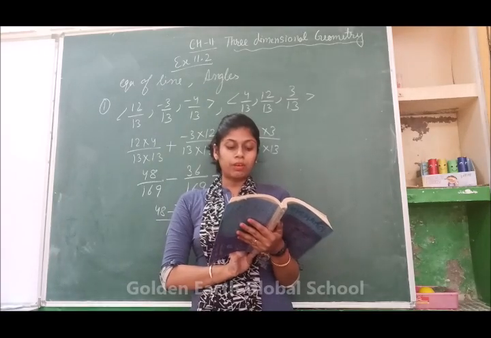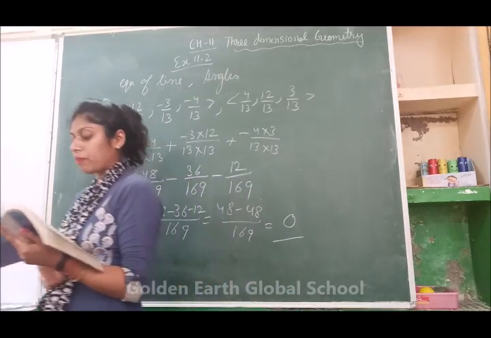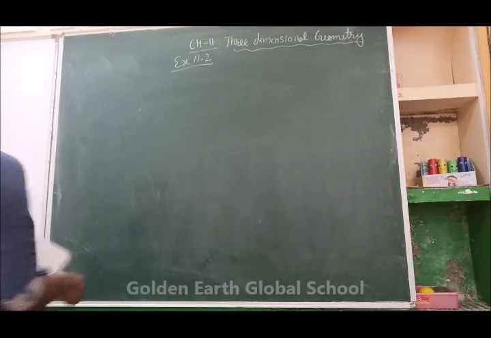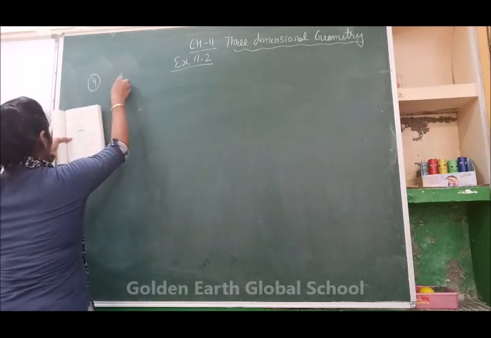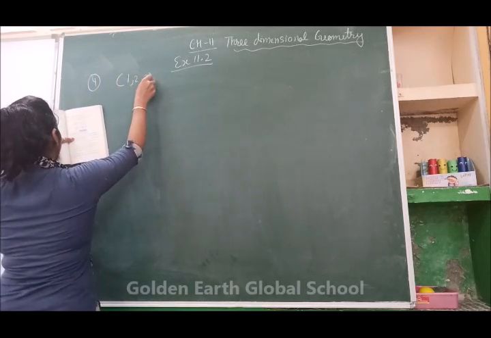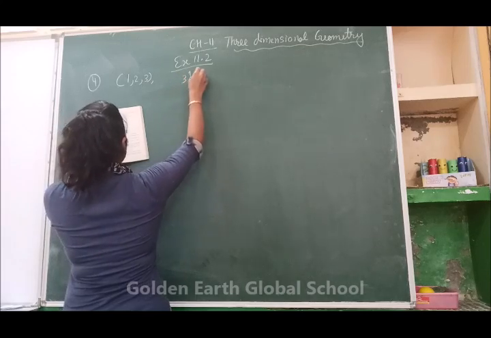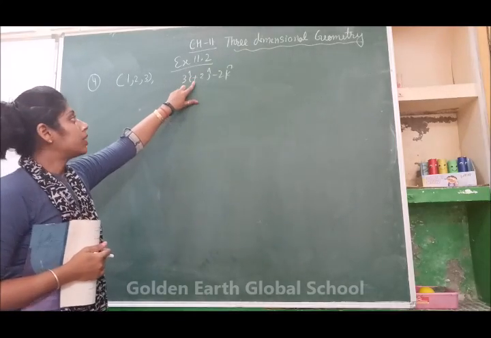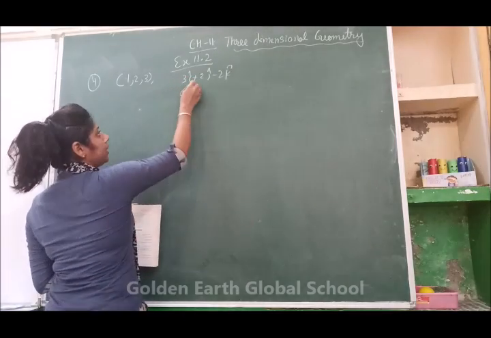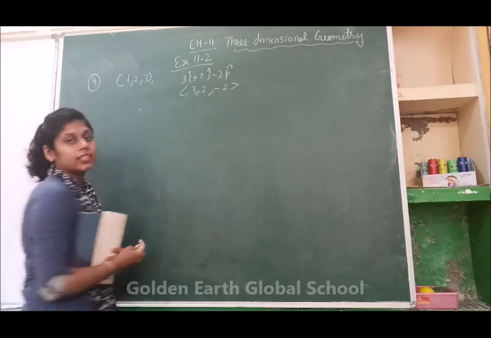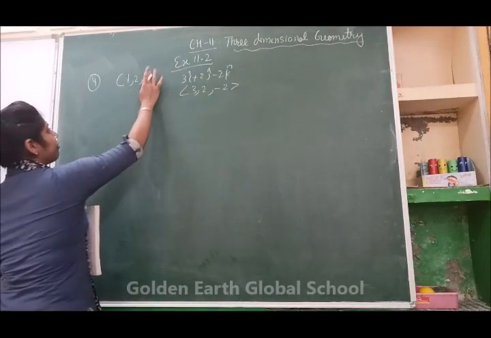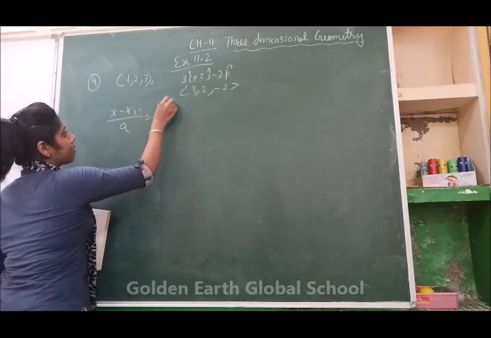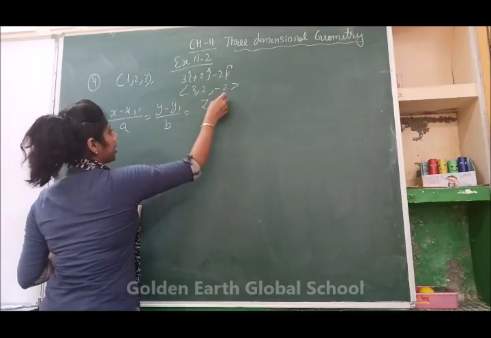Next we will do question number 4. How to find the equation of a line if one passing point is given and one vector is given. Fourth question. We have to find the equation of the line passing through this point and parallel to the vector 3i plus 2j minus 2k. So the line is parallel to this vector. So direction ratios of this line and the line which we have to find are same. What is the general form of the equation of a line? x minus x1 upon a, y minus y1 upon b, z minus z1 upon c.